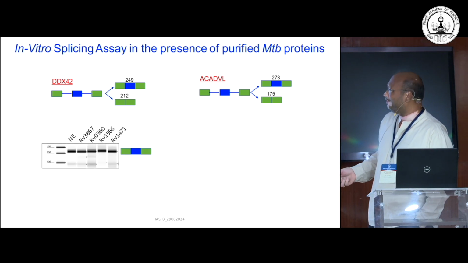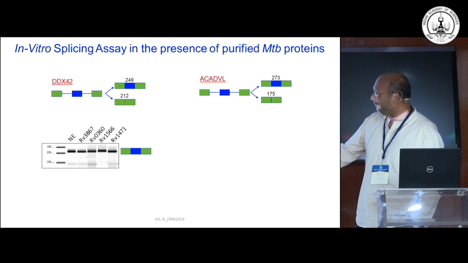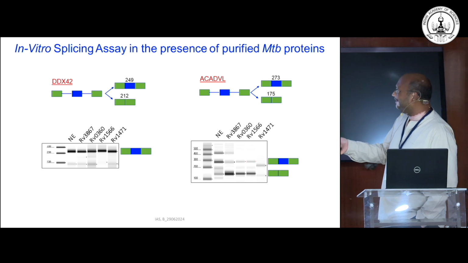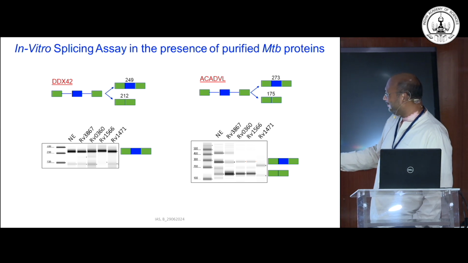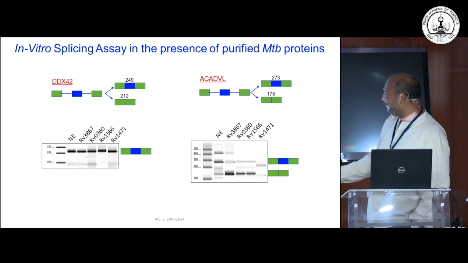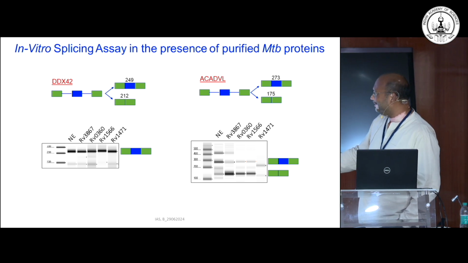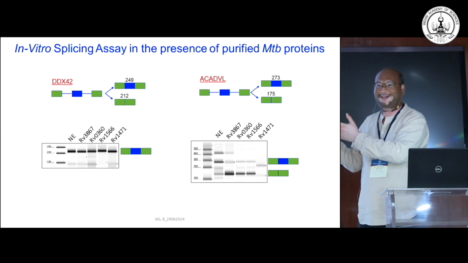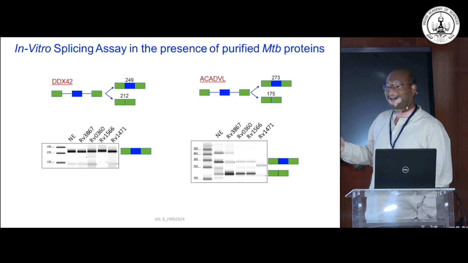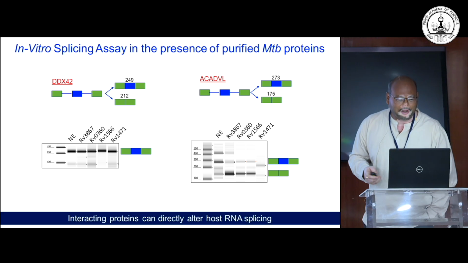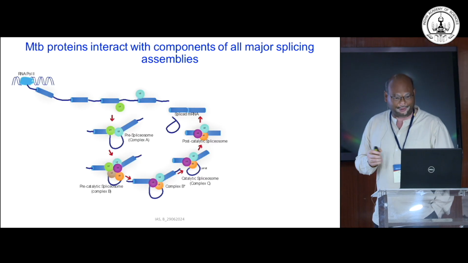We did the in vitro splicing reactions, and you can see in this case 4 different MTB proteins were incubated during the reaction, and you see that the middle exon is retained in all the cases. But in case of another mRNA, this is the normal in the nuclear extract alone, but the moment you bring the Rv protein, the middle exon is spliced out. So what it means is that in the presence of MTB protein, the recognition of the middle exon is getting perturbed, and it is getting spliced out rather than retained. And this is something which is happening inside the cell, because in RNA-seq data you are getting this differential regulation happening. So certainly MTB proteins can directly alter host RNA splicing.